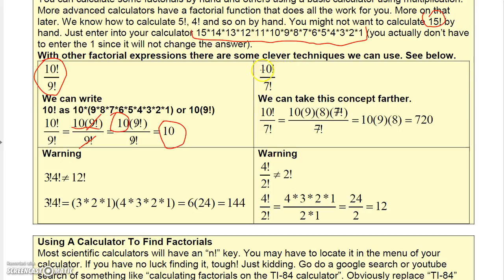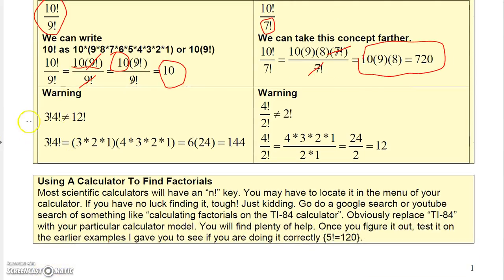Here's another example. You actually can take it down further. Here I have 7 factorial. Well, 10 factorial can be written as 10 times 9 times 8 times 7 factorial. Then I can cancel the 7 factorials and just figure out what 10 times 9 times 8 is, and that gives me 720.